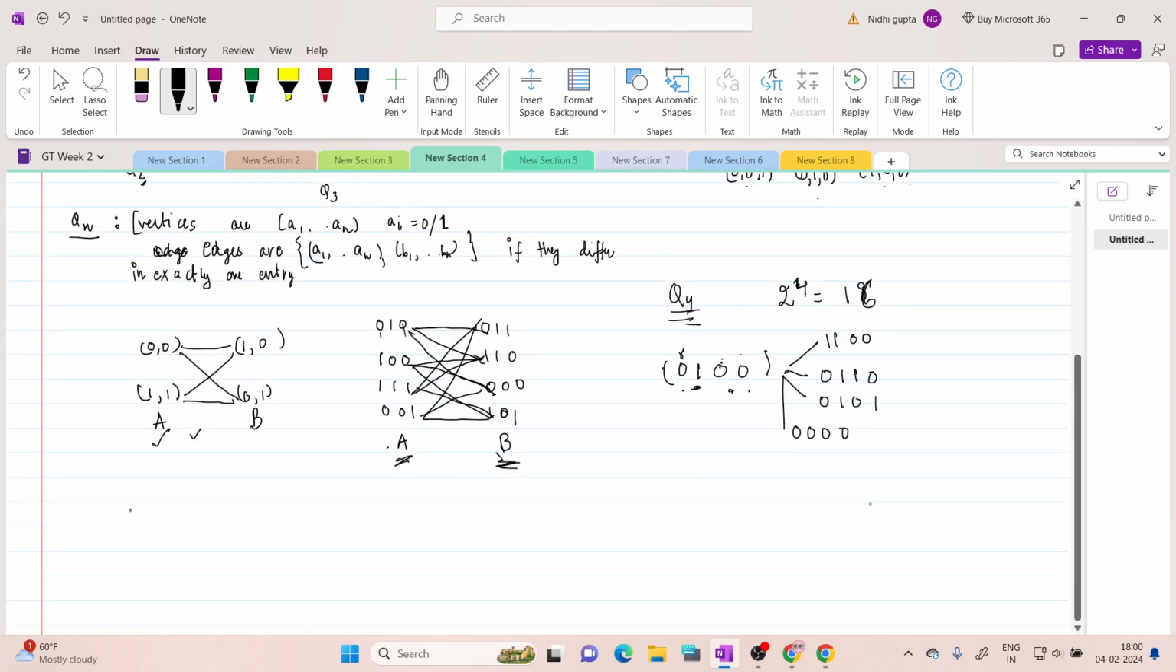So I claim Q4 is also bipartite, and the bipartitions will be basically: we take the first set which has an odd number of zeros and the second set which has an even number of zeros. Because suppose A1, A2, A3, A4 have odd zeros.